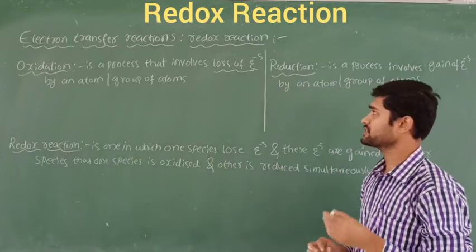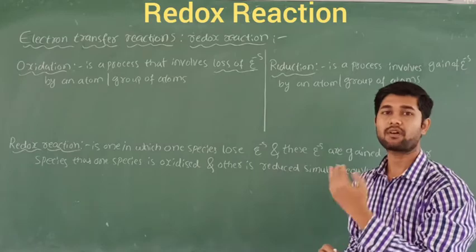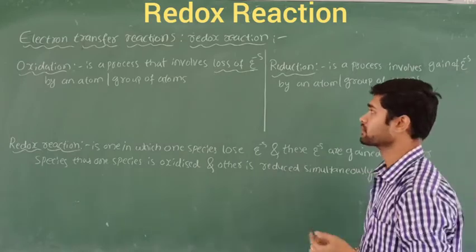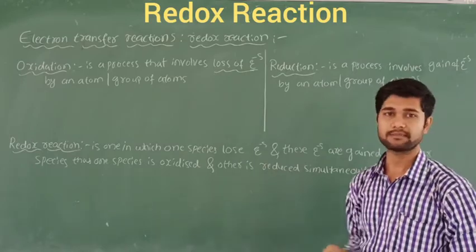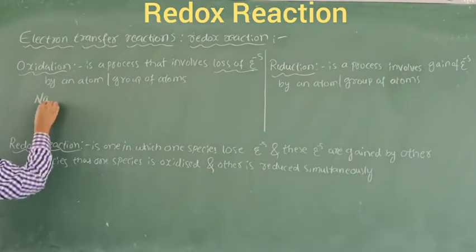Oxidation is a process that involves the loss of electrons by an atom or group of atoms. Let's take a simple example here to understand this one. Now I am going to take this sodium metal.